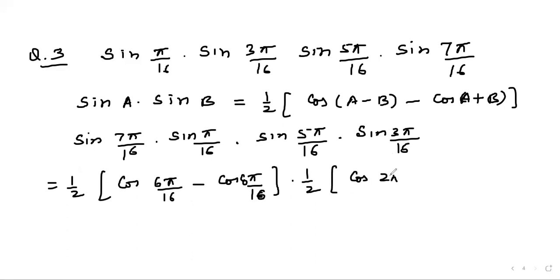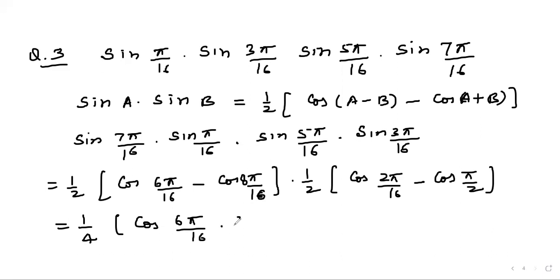2 pi by 16 minus cos, here 5 pi plus 3 pi is 8 pi by 16, that is pi by 2. So this is also pi by 2. So this will be 0. This will also be 0. So we will be left with 1 by 4 times cos 6 pi by 16 times cos 2 pi by 16.